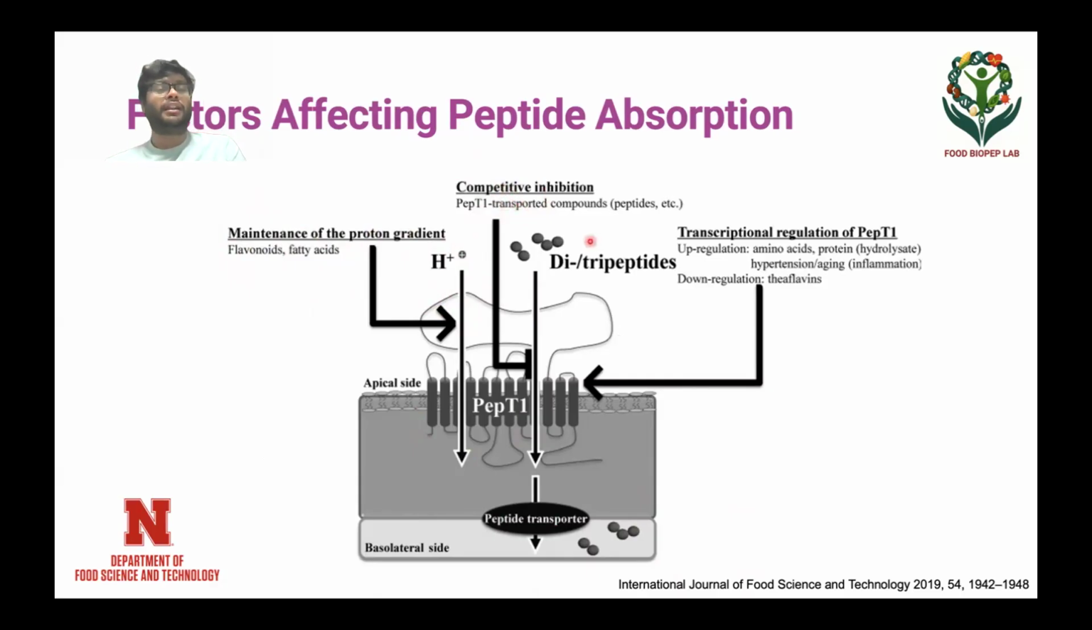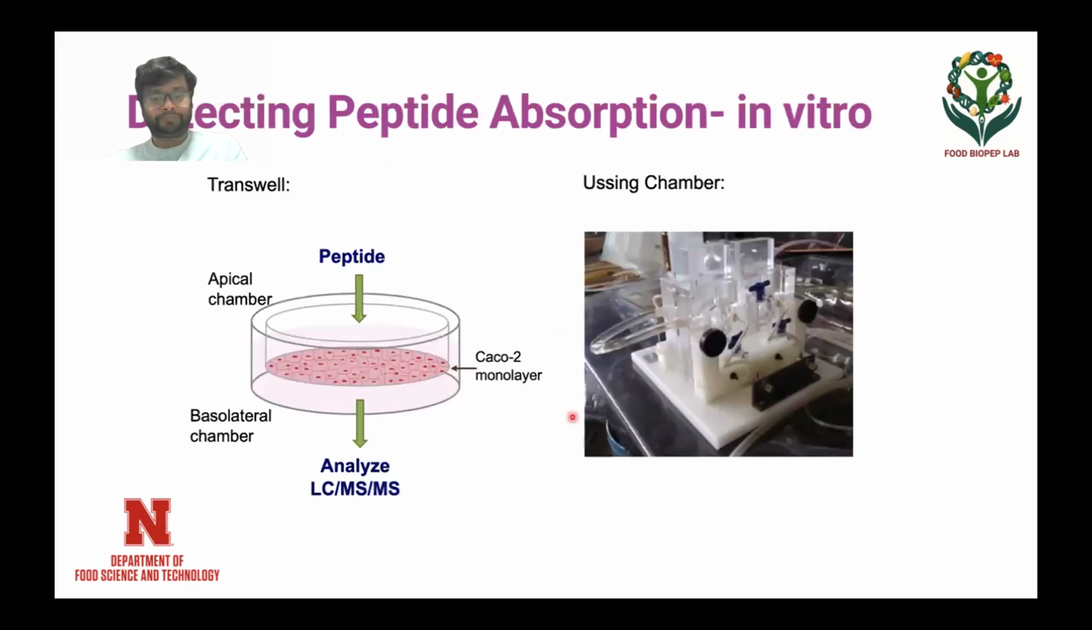Some peptides are competitive inhibitors of peptide-1, which actually inhibits the transport. Also, sometimes the translation is regulated, like by amino acids and other protein hydrolysates, or by different kinds of aging processes, or by different kinds of disease like cardiovascular disease, primarily hypertension. This affects the transcription and regulation of peptide-1, so it affects your absorption. Also, theaflavins, the phytochemical, actually downregulate the peptide absorption.